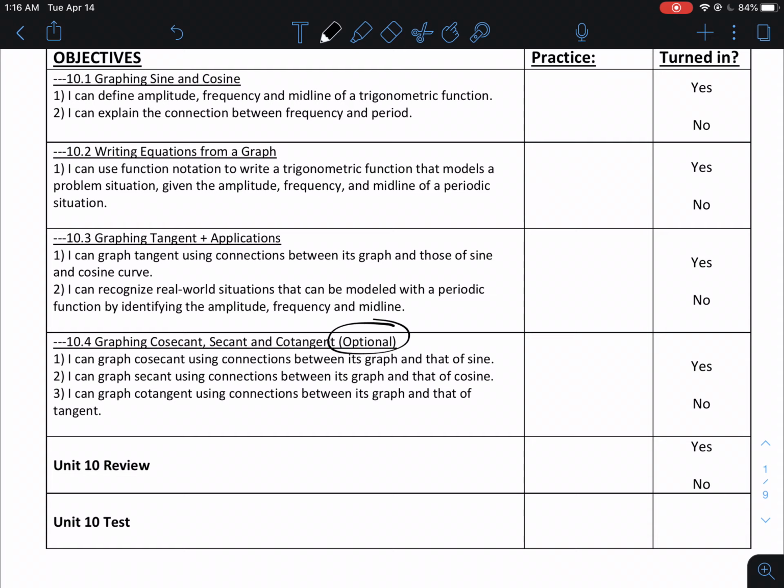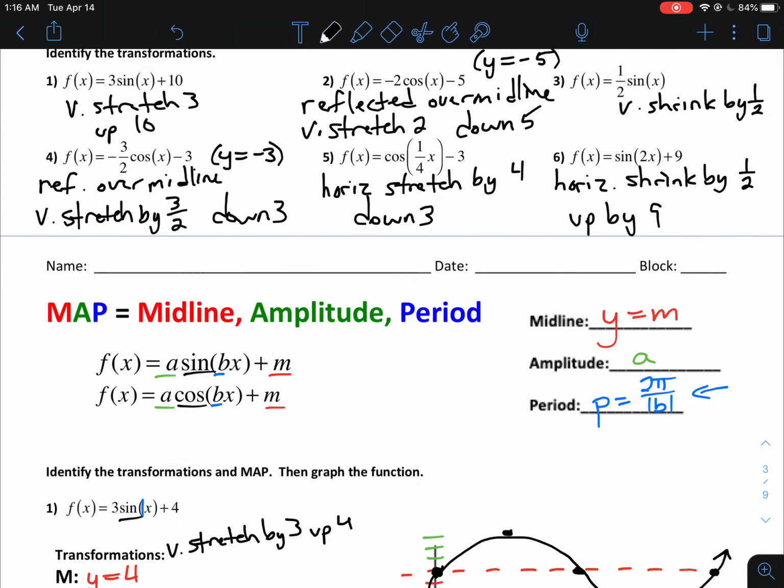That being said, it is going to be something that's covered next year in either Honors Pre-Calc or College Algebra Trig. So if you want to make sure that you know those things for next year, then I would highly recommend going through 10.4. Okay.